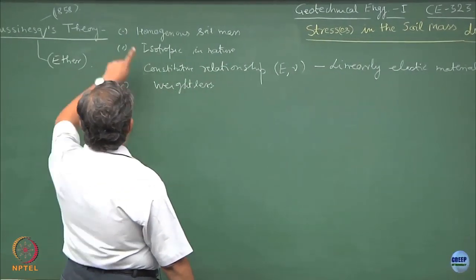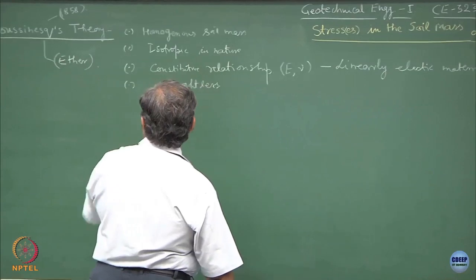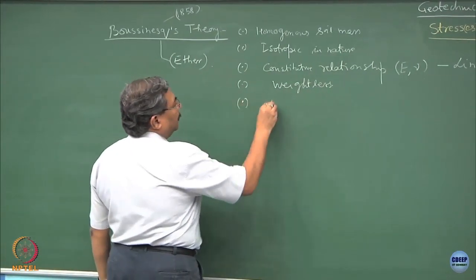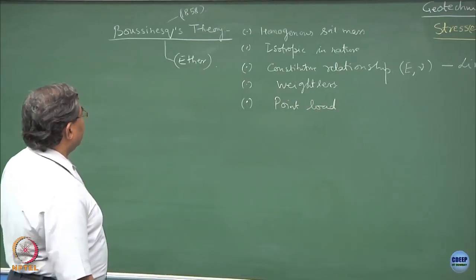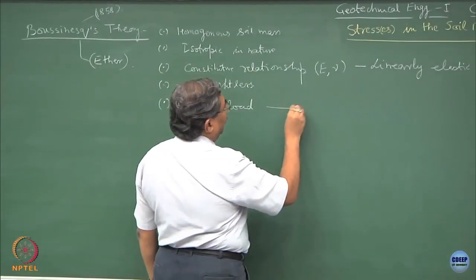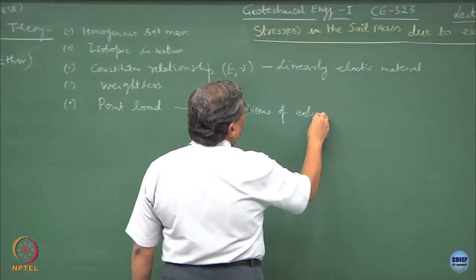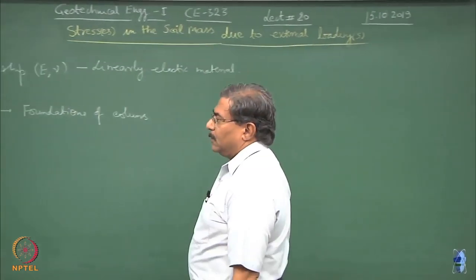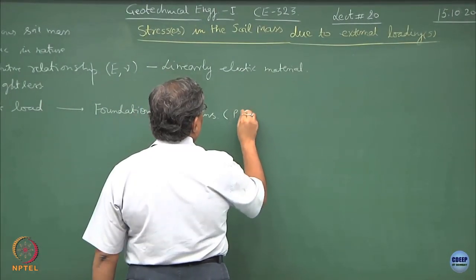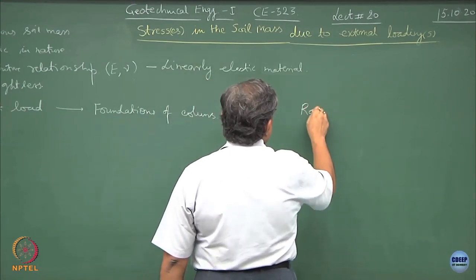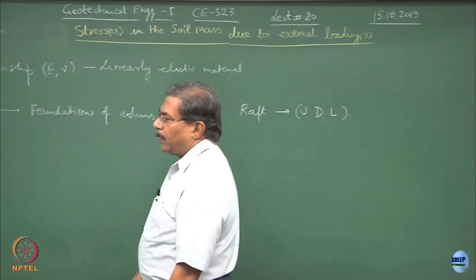So, if these relationships are valid, homogeneous, isotropic, constitutive relationship is valid, weightless material and the point load, the external load which is acting on the soil mass is a point load. Where do you come across point loads? As I said, foundations of columns. So, the moment I say raft, this is not a point load. So, foundations of the columns are point loads, all right. If I convert it into a raft, this becomes a uniformly distributed load area wise.